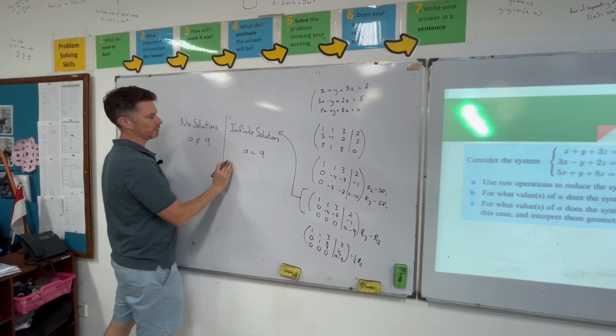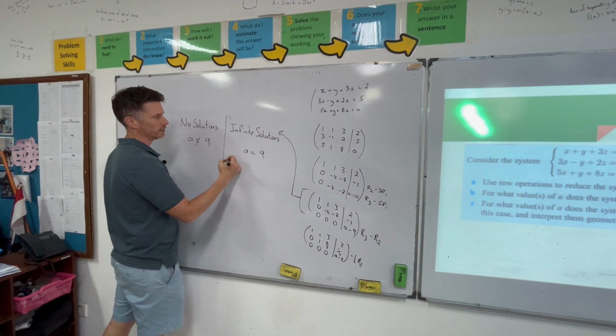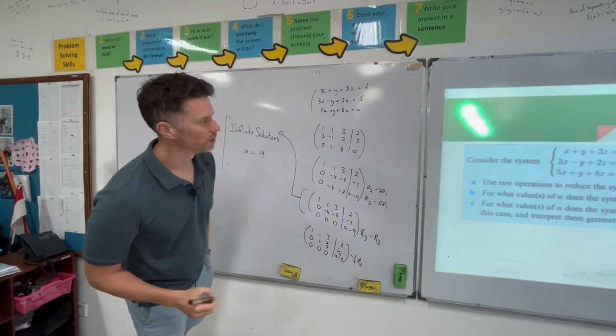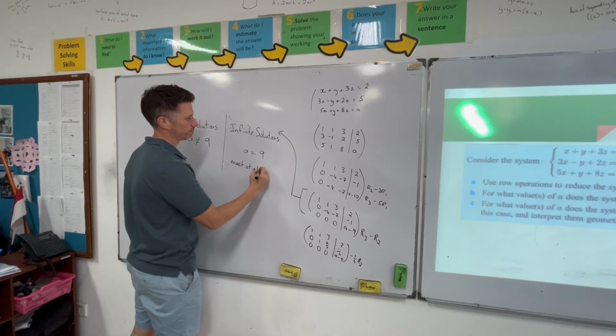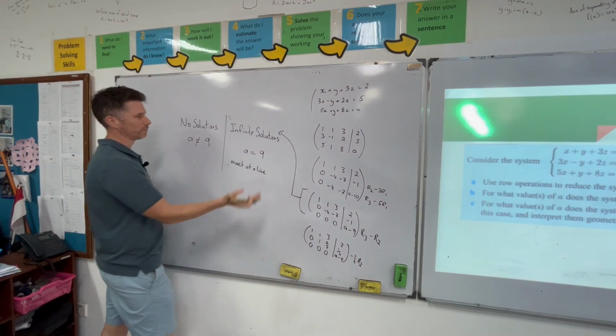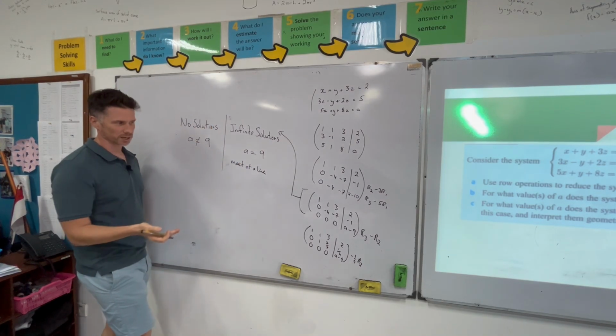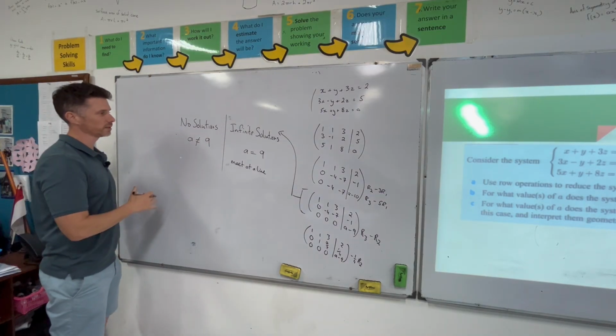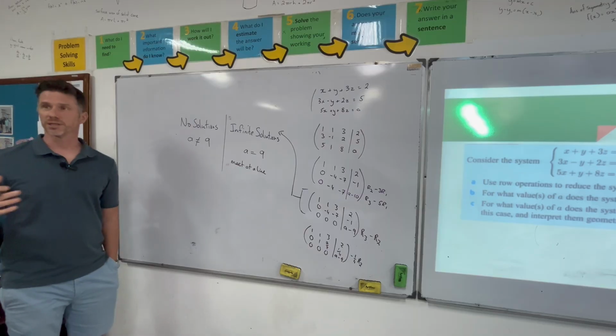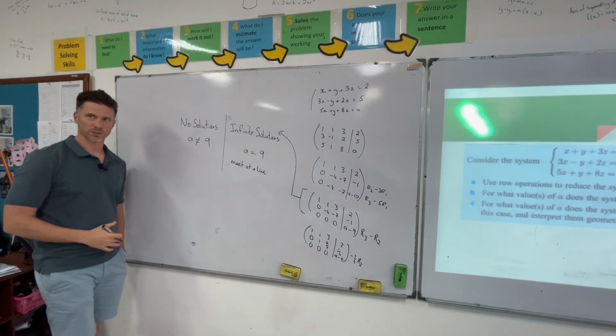So the answer would be they meet at a line. Now we could find that line by letting a equal 9 and then finishing off the question. Maybe we'll do that in a second. A equals 9, then z will equal t, and finish the question.